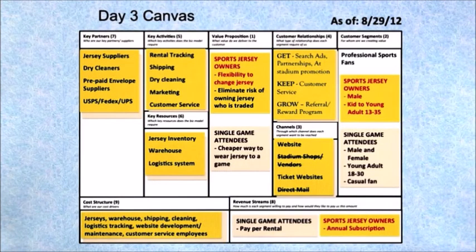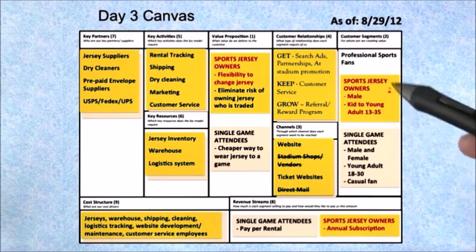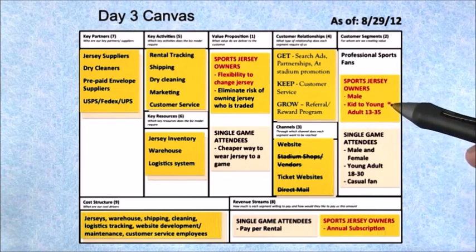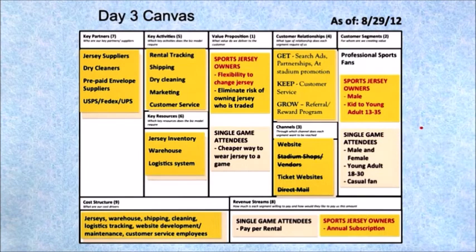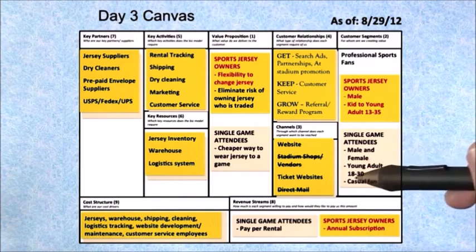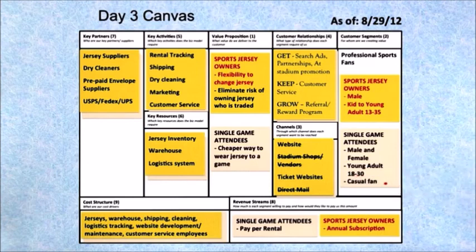Next, they got out of the building again. And now they started expanding who their customer segment was, and they actually split the segment into 2. They realized there were 2 different archetypes. Sports jersey owners who were male, 13 to 35, but there was also another archetype, which were people who attended a single game. And they were male and female, 18 to 30, and they were casual fans.